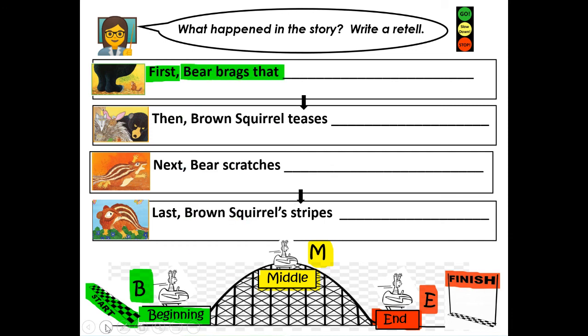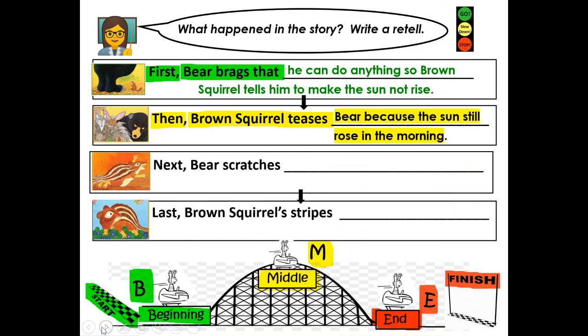First, Bear brags that he can do anything. So Brown Squirrel tells him to make the sun not rise. So first, Bear brags that he can do anything. So Brown Squirrel tells him to make the sun not rise. Then Brown Squirrel teases Bear because the sun still rose in the morning. Whoops, why did it go so fast? Sorry, boys and girls. Then Brown Squirrel teases Bear because the sun still rose in the morning.